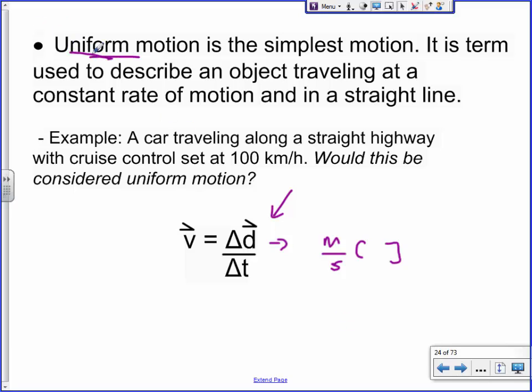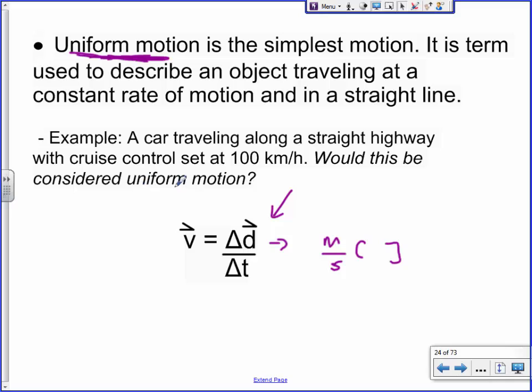Here's a word that maybe we haven't used before. It's called uniform motion. If I set the car to cruise control and I'm always going the exact same speed, that's uniform motion. You know how sometimes you might speed up, slow down, speed up, slow down? That's not uniform, right? But if you're going in a straight line at a constant rate of motion, it's uniform motion.